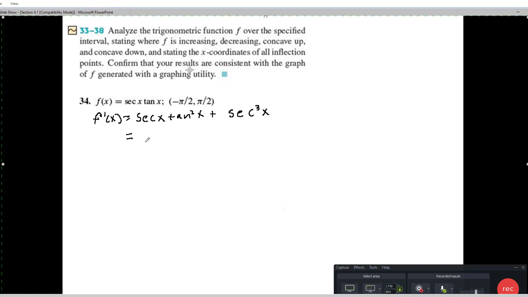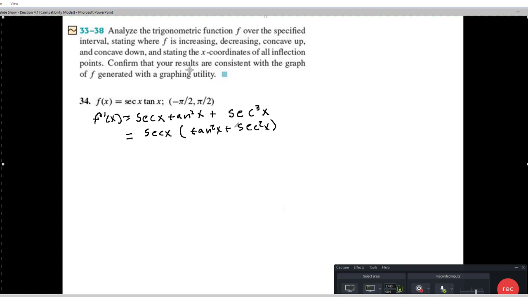To more easily see the sign chart for this function, we can factor out a secant of x. See that they both have a secant of x, and in factored form it's easier to see what the sign chart looks like. And so that leaves behind the tangent squared of x plus the secant squared of x.